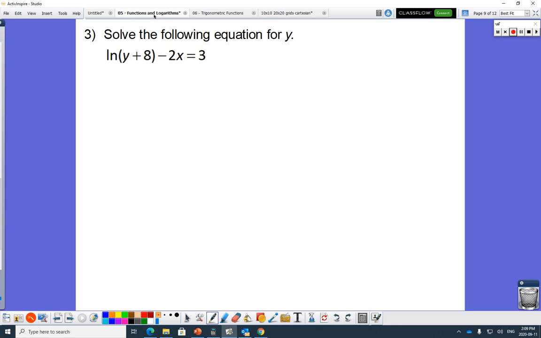Four slides to go. Oh, another good one. Solve the equation for y. Here I go. ln y plus 8 equals 3 plus 2x. I've moved the 2x over there, trying to get y by itself. Another big moment, which will seem completely weird. If you're just learning it as I do it here, that's okay.